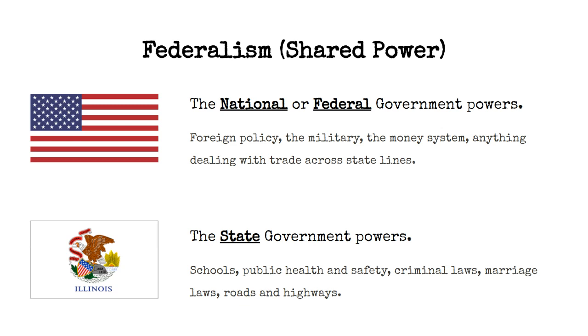The national government, or the federal government, would have specific powers that it logically should have. For example, foreign policy, or anything that regards interaction with other countries, the military, anything that has to do with printing money or the money system, anything that regards or involves crossing state lines. All of those things logically make sense for a strong centralized government to have control over.